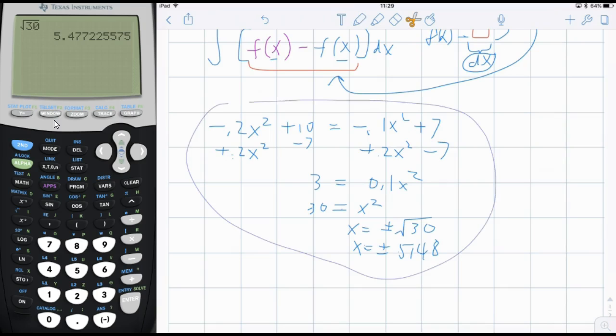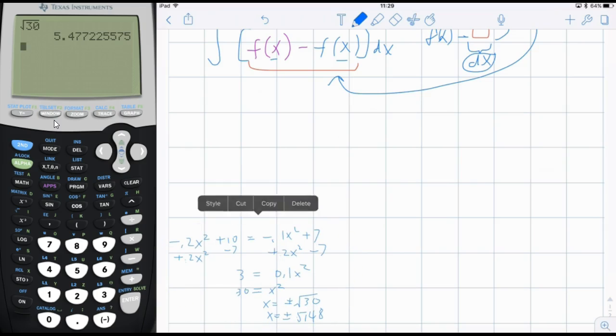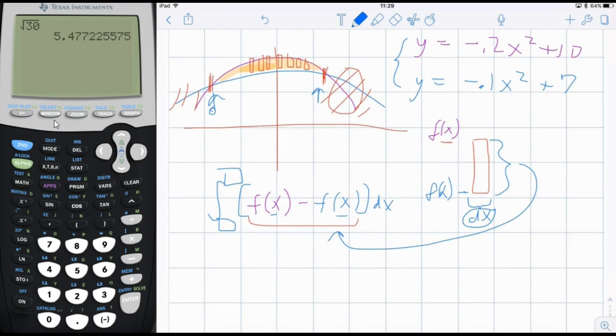We'll shrink this down and put it in the corner. Okay. So, where do we put that? We're going to put that here and here. We're going to go from this point to this point. And so we're always going to go left to right. So the left point is going to be negative 5.48, and the right point is going to be positive 5.48.